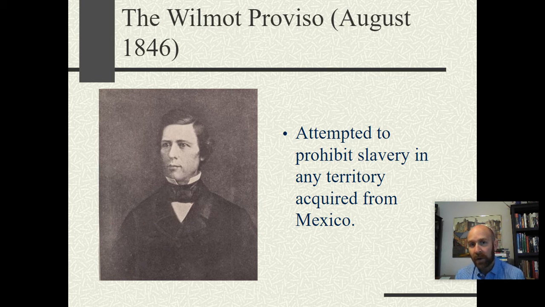And so, the Southern states really view this as an attack against them. They believe that this is the North trying to just enforce its will on the South. And they view it as a direct threat to slavery, which honestly, it probably is. Now, the Southerners, because of the balance, are going to be able to block this. So it's not going to actually come to fruition. We're not going to see the Wilmot Proviso pass.